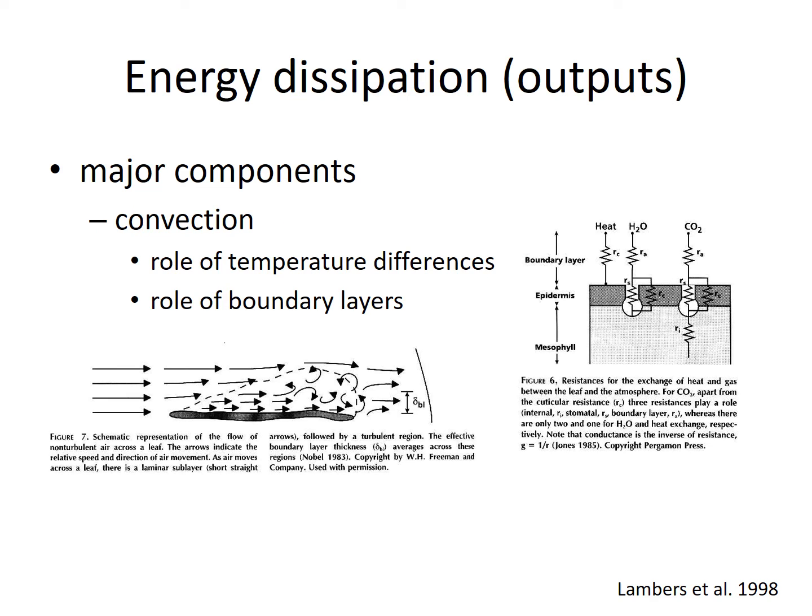There are two major components for energy dissipation. The first is convection. Convection refers to the loss of temperature from a leaf due to the transfer of energy from the leaf to the surrounding air. So heat is transferred from the leaf to air molecules around the leaf, and those air molecules then move away from the leaf and transfer energy away from the leaf.